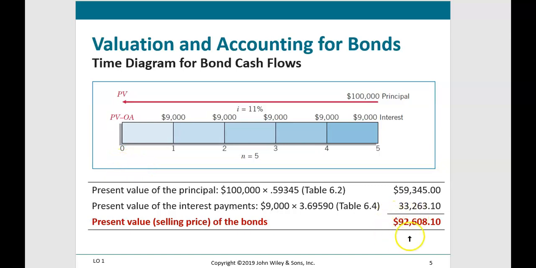I'm only willing to pay $92,608 for the bond today. Then that makes me completely indifferent to whether I'm receiving 5 cash flows of $11,000 and of course my $100,000 at maturity, or paying $92,000 today, getting $100,000 at maturity, and also receiving $9,000.